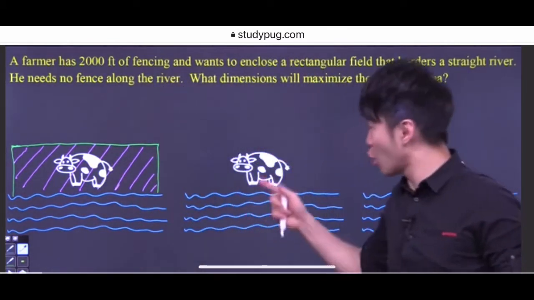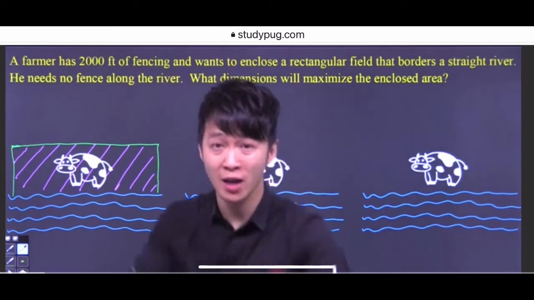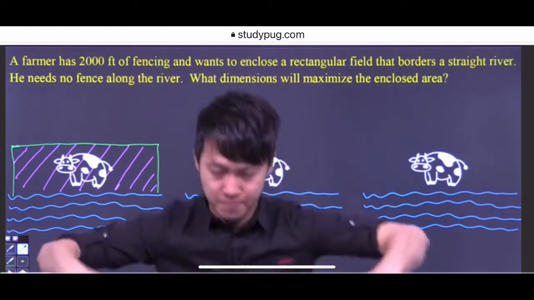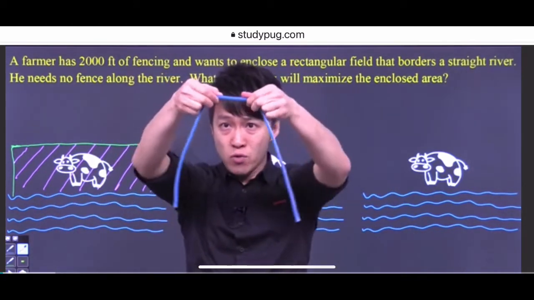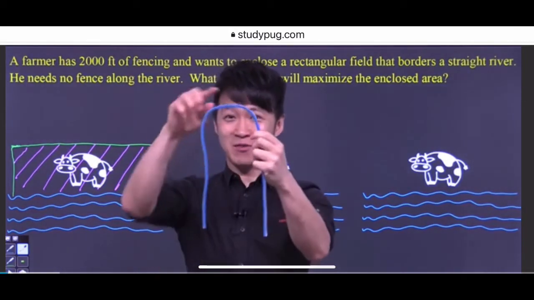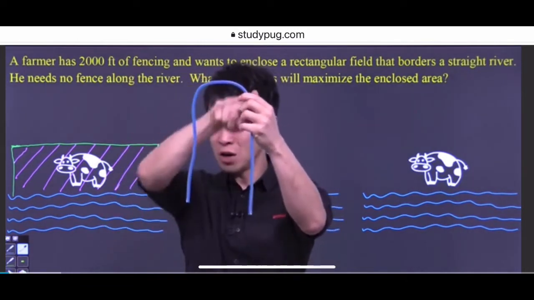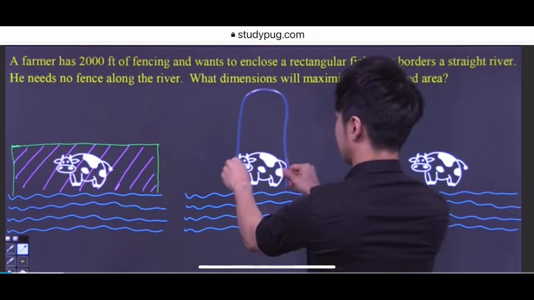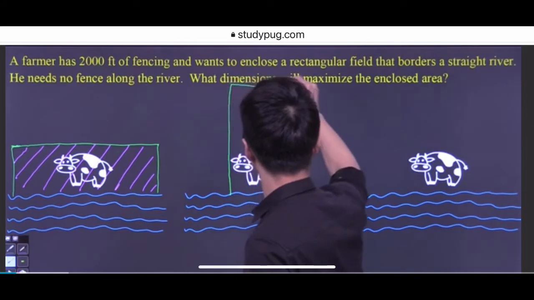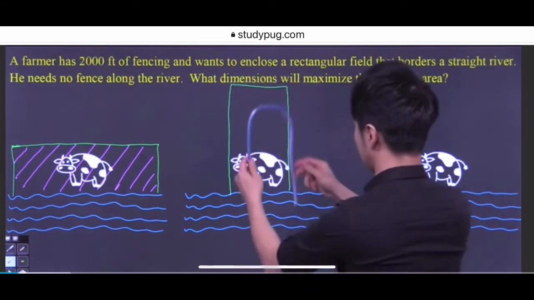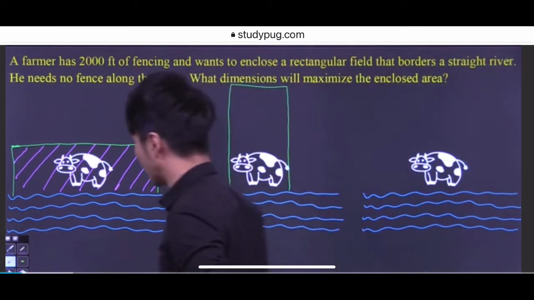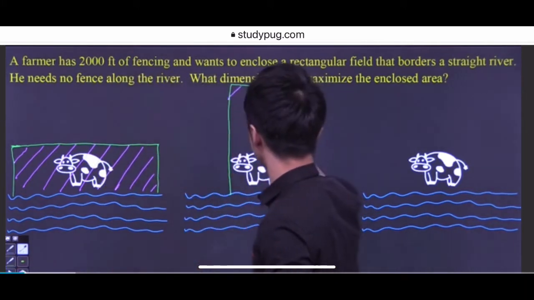Another way is to build something very narrow up top and very deep along the sides. Something like this. Very narrow up top and very deep along the sides. In this case, we will get an enclosed area like this.